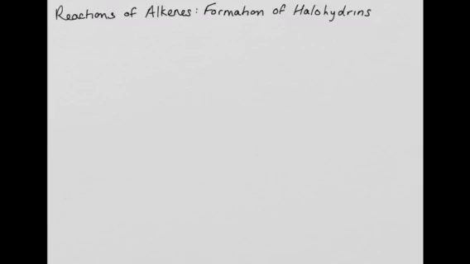The topic of this video will be the formation of halohydrins from alkenes. Halohydrins are compounds that have an alcohol and a halogen. We synthesize them by adding both a halogen and water to an alkene. This produces the halohydrin. This reaction is both stereospecific and regiospecific.